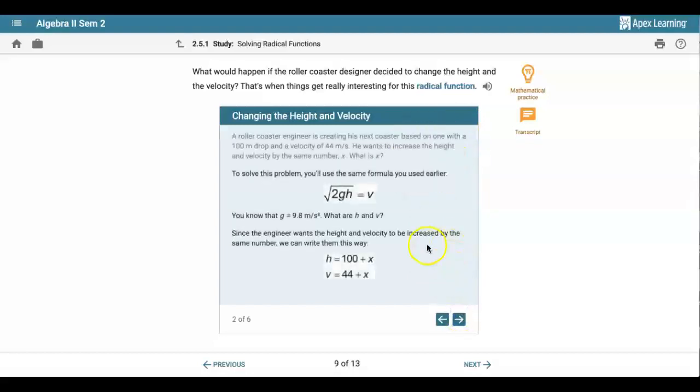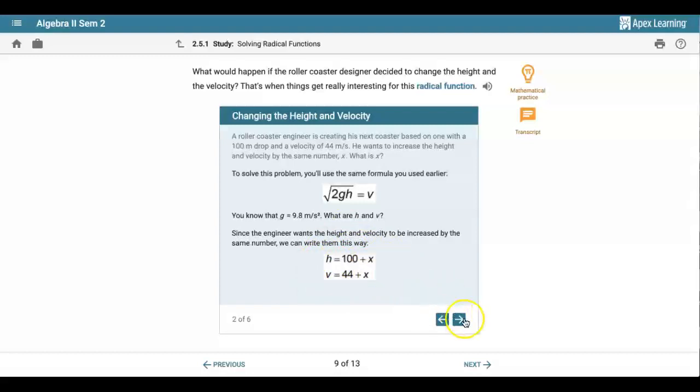So what that looks like here is height was originally 100. We want to add a value of x, so plus x. Our velocity was 44. It's going up by the same factor, so that's going to be a plus x there. That's what we're going to change.